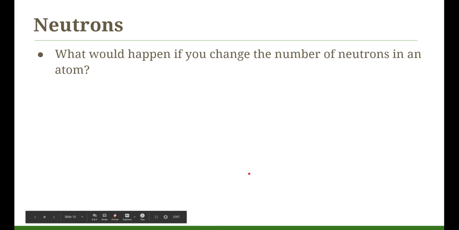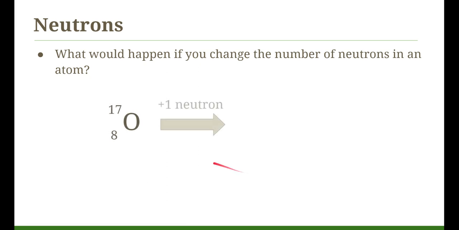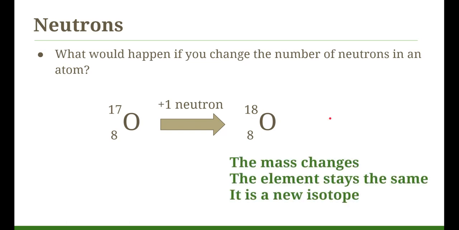What would happen if you change the number of neutrons in the atom? That's basically what we did to the carbon isotopes. So if we have this isotope of oxygen 17 and we add 1 neutron, what will happen is it will get heavier. It will become oxygen 18. But it stays oxygen and it stays with 8 protons because we just added a neutron to the nucleus, making it fatter, but not making it a different element. So the results are the mass changes, the element stays the same, and it's now a new isotope.